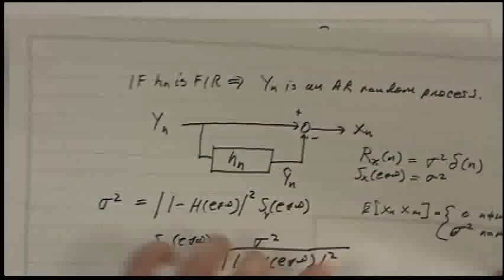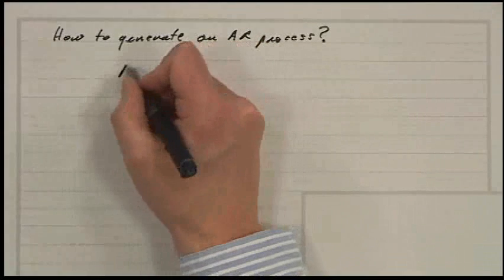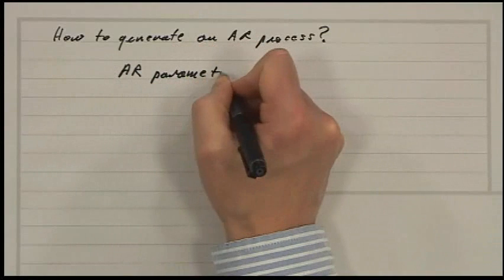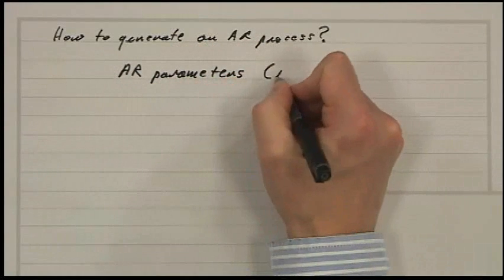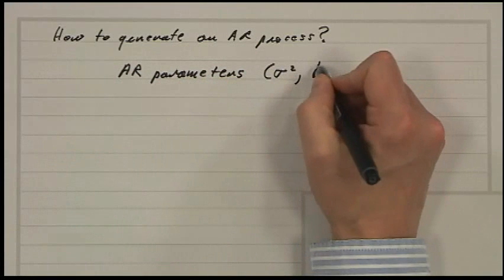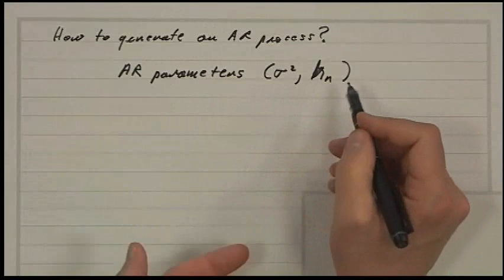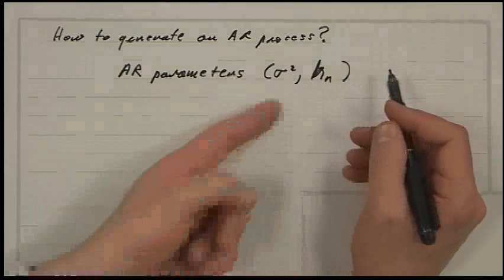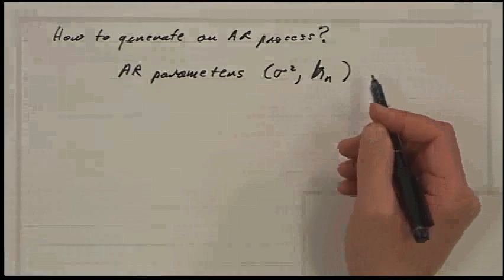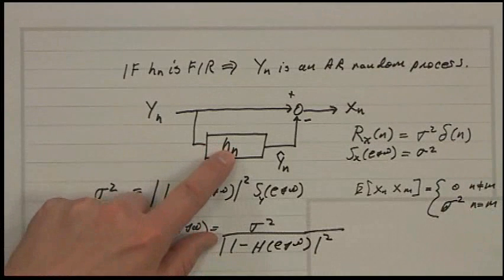Okay, so we say the AR parameters are sigma squared and H of n. That pair parameterizes the random process. Now, once I have this, how do I actually generate the random process? Well, there's a very clever thing you can do. What you can do is take this filter and invert it.